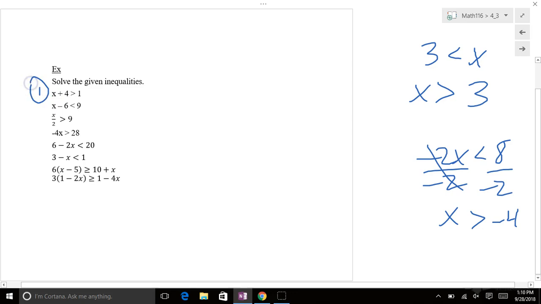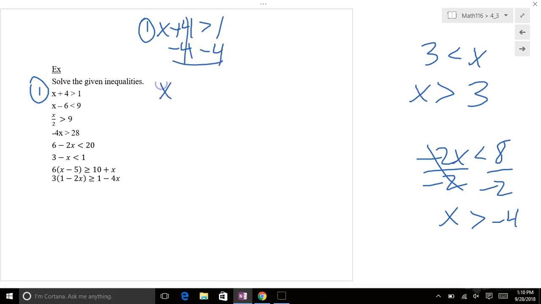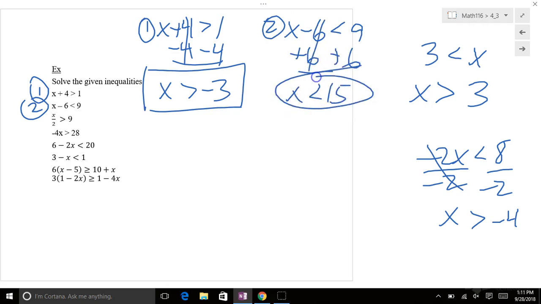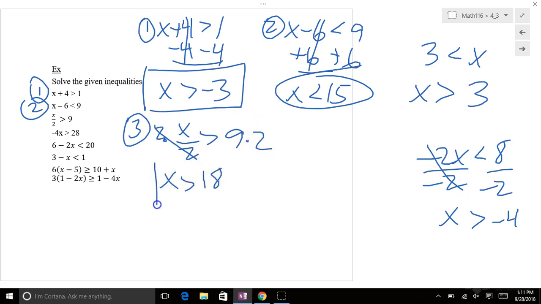So number 1 here, x plus 4 is greater than 1. Just subtract 4 from both sides. Subtracting 4 from both sides has no issues. X is greater than negative 3. Number 2, x minus 6 is less than 9. Adding 6, no problem. X is less than 15. Number 3, x over 2 is greater than 9. Multiply both sides by 2. I'm multiplying both sides by a positive. That is no issue there.